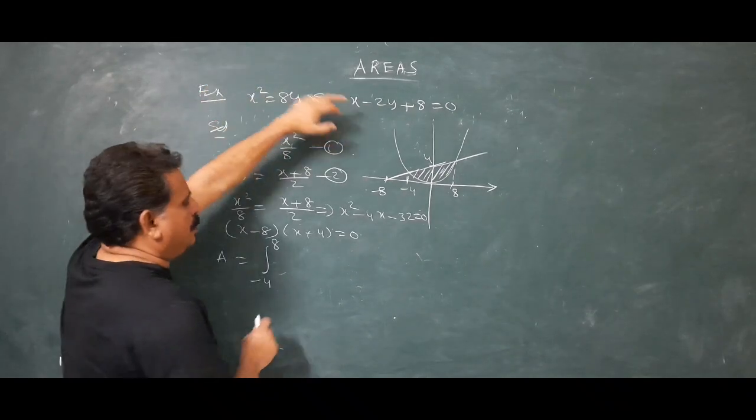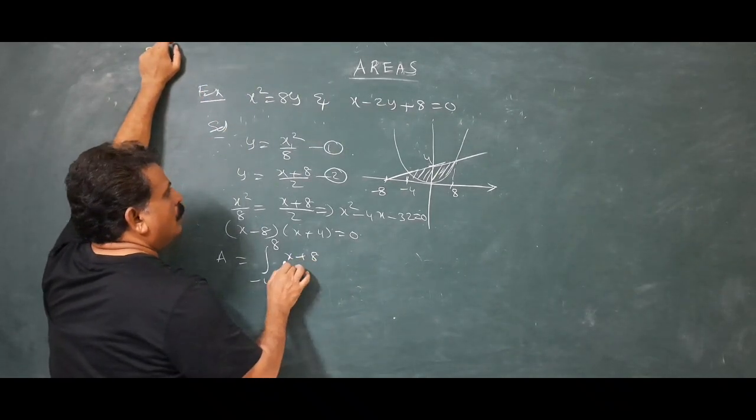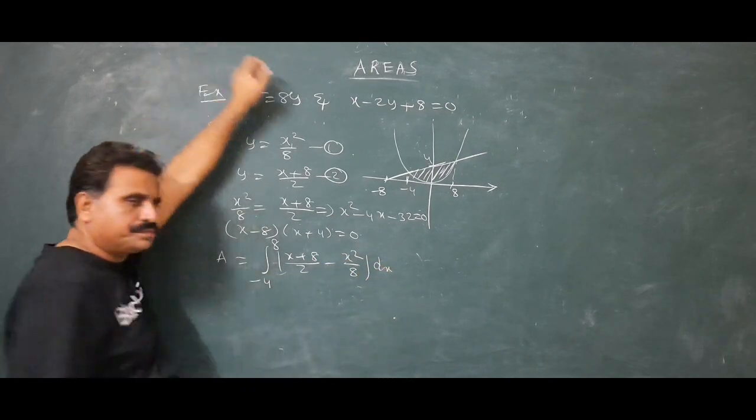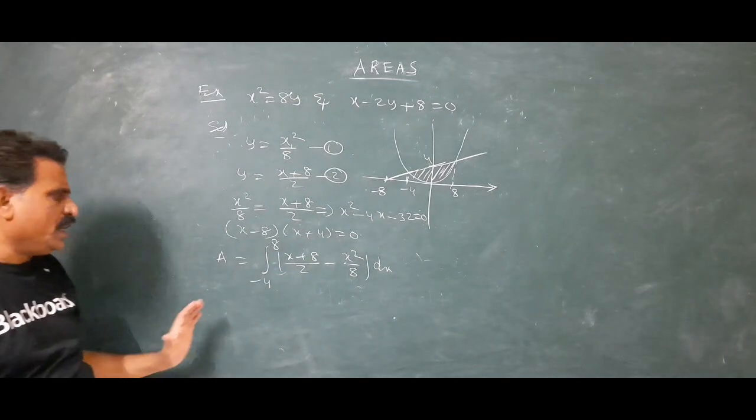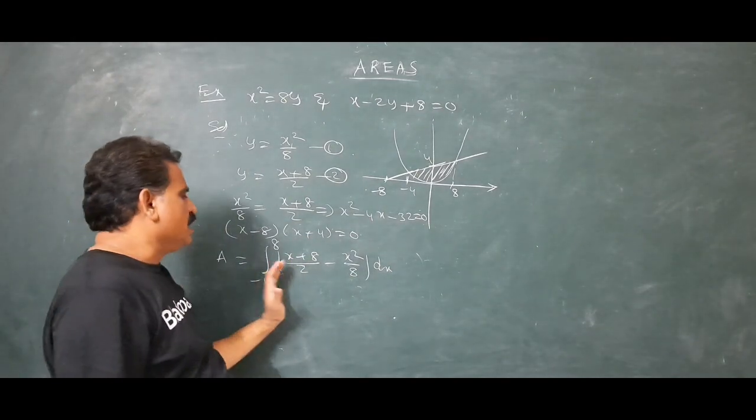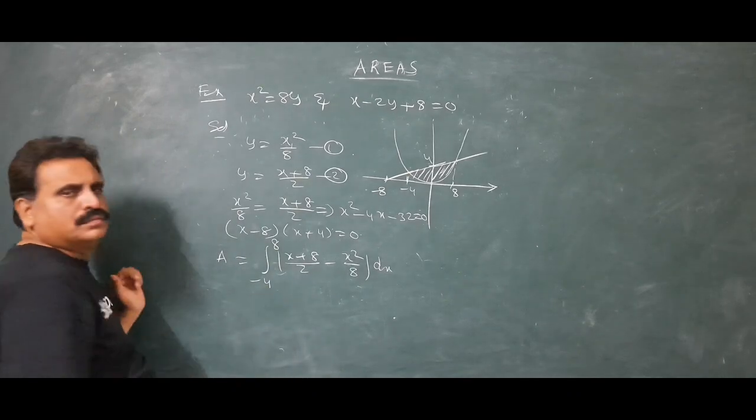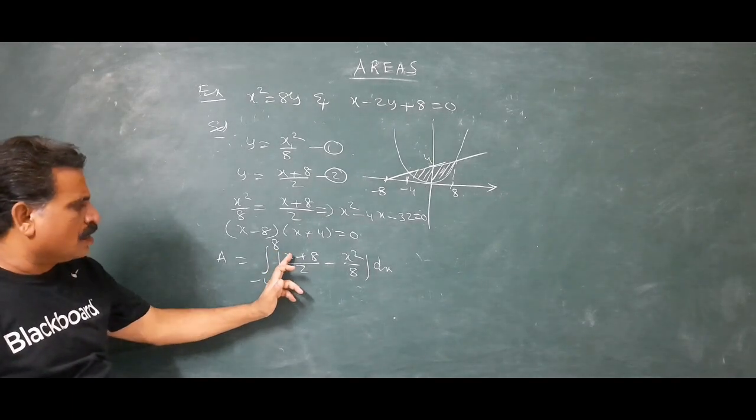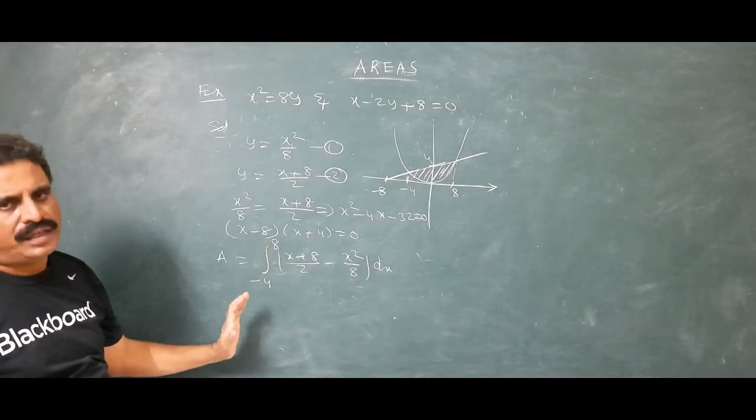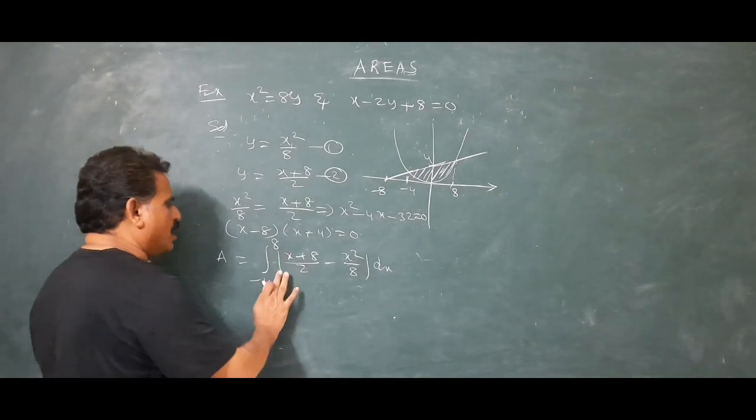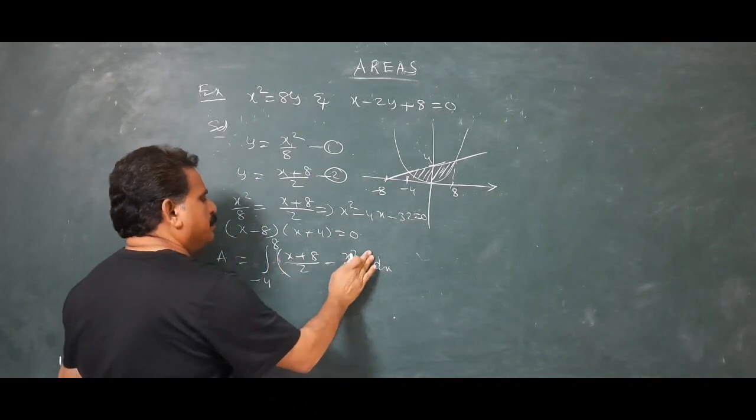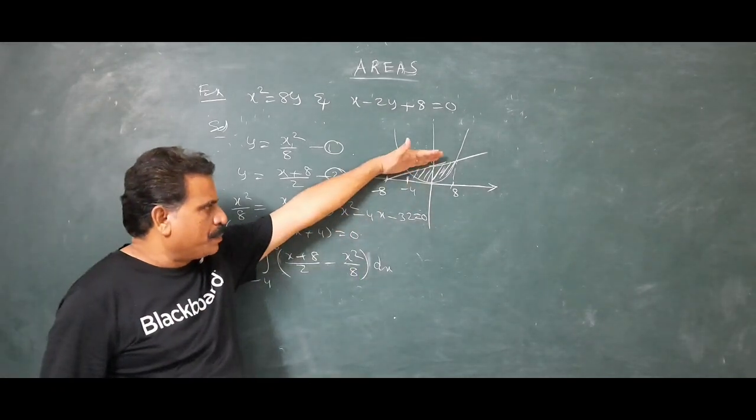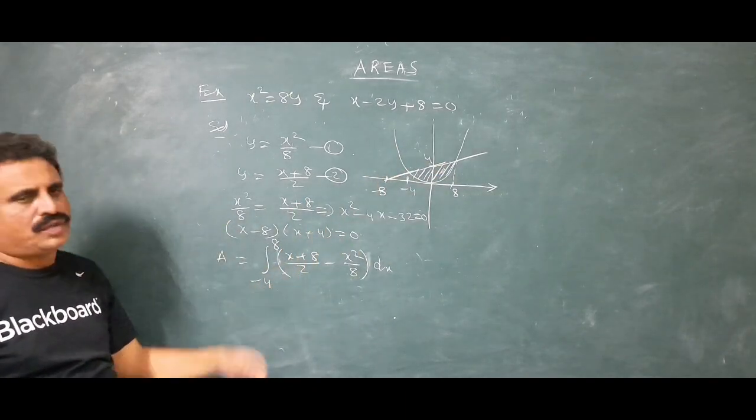Up curve, the line: integral of x plus 8 by 2 minus x square by 8 dx. Now, taking LCM 8 and simplifying, that is the method. Now here, by term-wise integration and applying the limits, we get the answer. Modulus is not necessary here, because x plus 8 by 2 is the up curve and x square by 8 is the down curve. The line is up, the parabola is down. So after integration we get that.